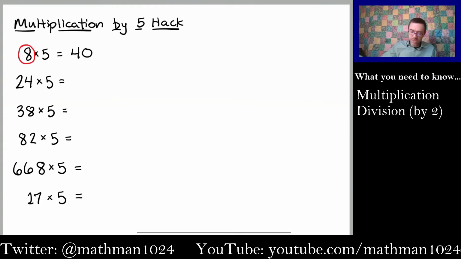We'll look at 24 times 5. Take this number here and do half of 24. Half of 24 is 12, and add a 0 at the end. And you can see, if you go off to the side, that 24 times 5 is 120.